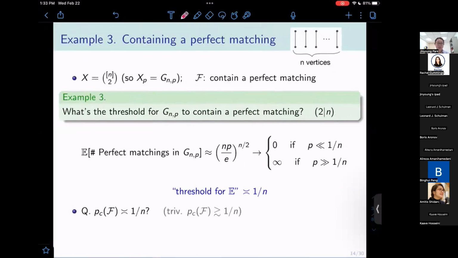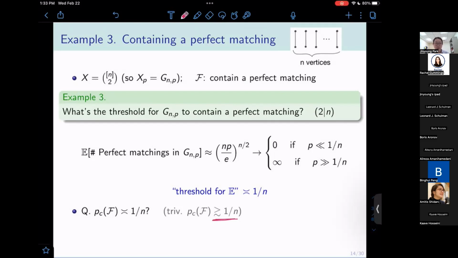So again, we start from the expectation computation because we learned a lesson that this expectation is very closely related to the actual threshold. And let me skip the computation, but if we go over this computation, then we can easily find that the threshold for the expectation is 1 over n. So this 1 over n gives us a trivial lower bound on the threshold, because if we are below 1 over n, then typically we do not have a perfect matching.